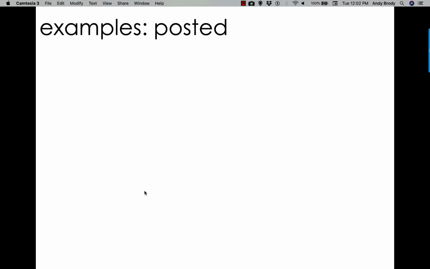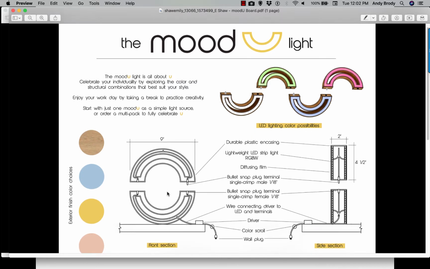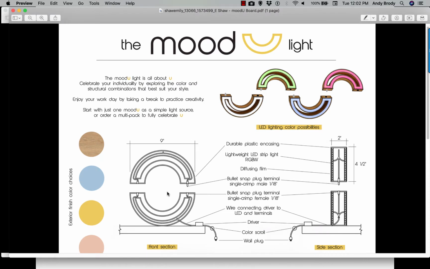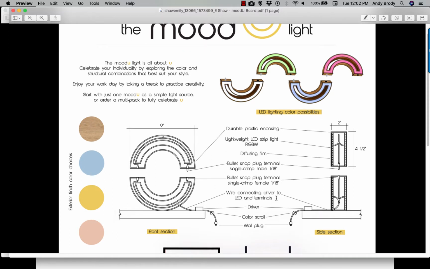I've posted some examples to Canvas. These are from the Springs class, so you probably know the students. But anyway, they were also for a design competition, which we won't be doing because it's already over. However, she came up with a light, this particular student, where the lights kind of snap together and they have an interesting interactive thing. And she really did a nice job.